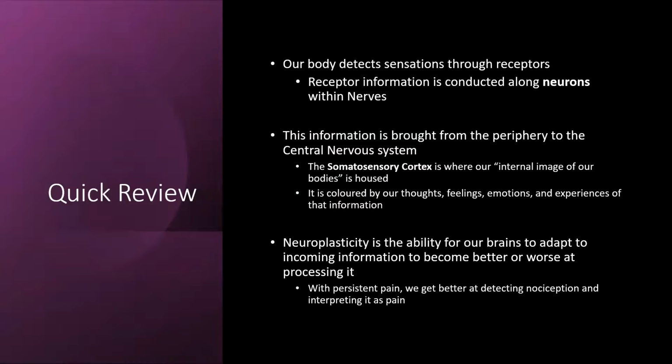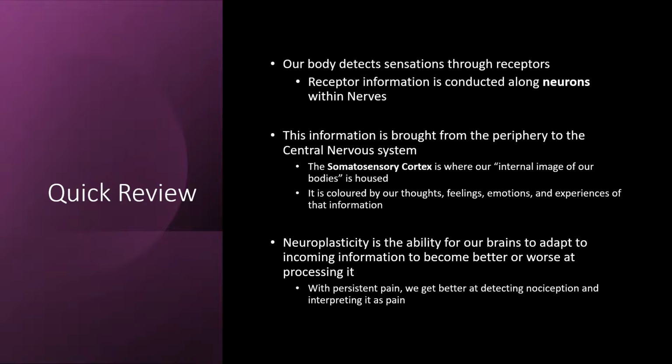A quick review before we start this little mental exercise that I'm going to offer at the very end. Our body detects sensation through these receptors. The receptor information is conducted along neurons, those wiry little thin structures within nerves, from the periphery to our central nervous system. The somatosensory cortex is a region in the brain where we have an internal image of our own bodies and how our virtual body feels things in response to different stimuli.